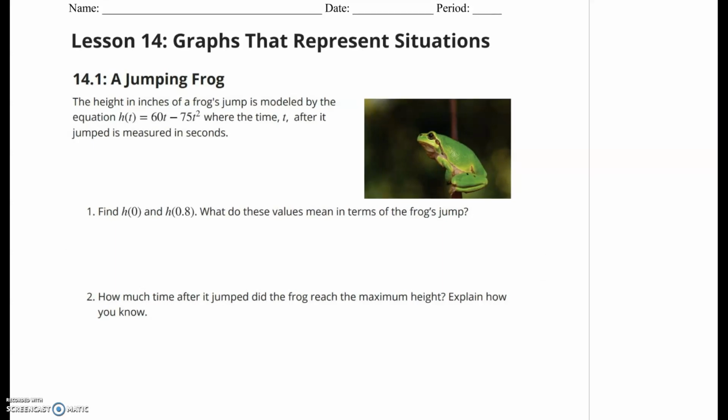The height in inches of a frog's jump is modeled by this equation where the time t after it jumped is measured in seconds. What we want to do is find the height at 0 seconds and the height at 0.8 seconds. Okay, so that's what these two annotations mean. H of 0 means what's the height at 0 seconds? Well, to find that, we're simply going to take our function h and substitute 0 in wherever we see the t.